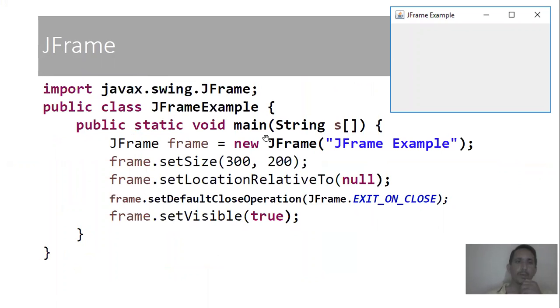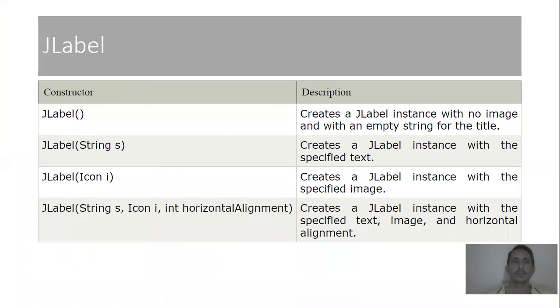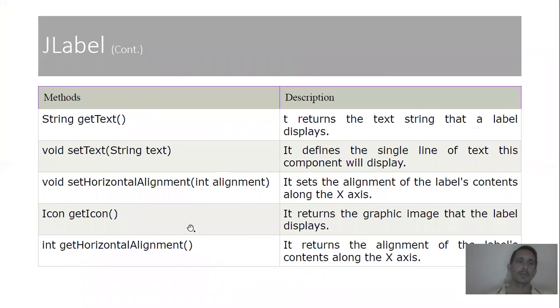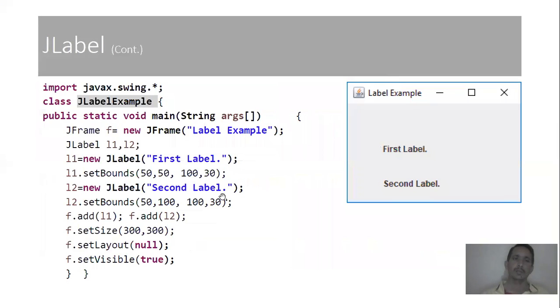Frame example of the JFrame, which we already took the demo of in yesterday's lectures. Create the object of the frame, set the size, default close, visible. Labels, we also took the example of labels. getText is normally available in almost all controls. getText means take the data from the control into our variables, and setText means we set the data from our variable onto the control for display purposes. Alignment: left, center, right.